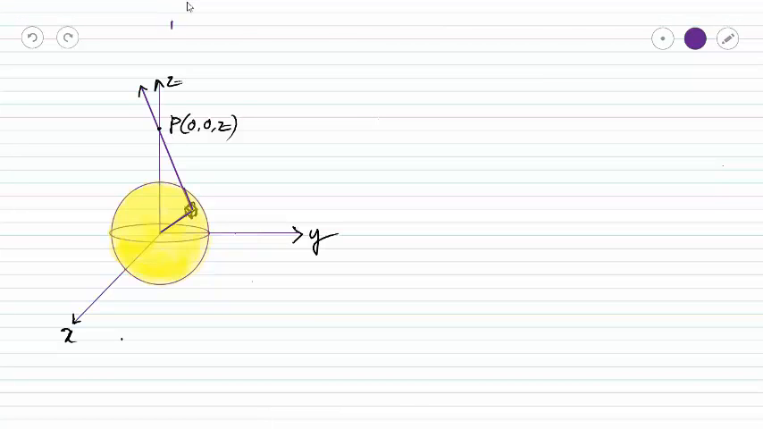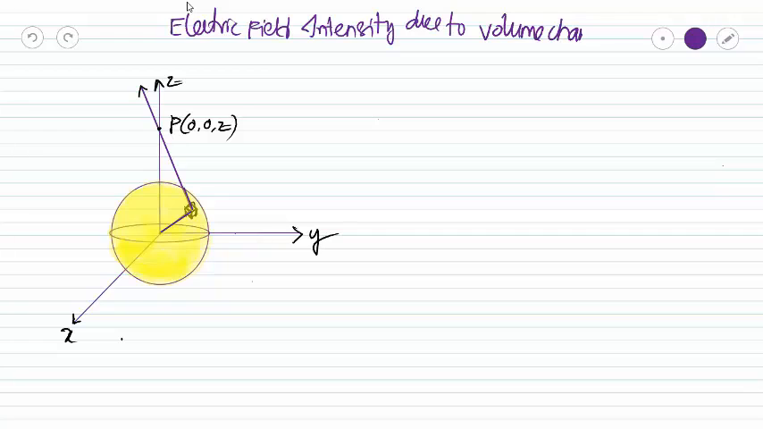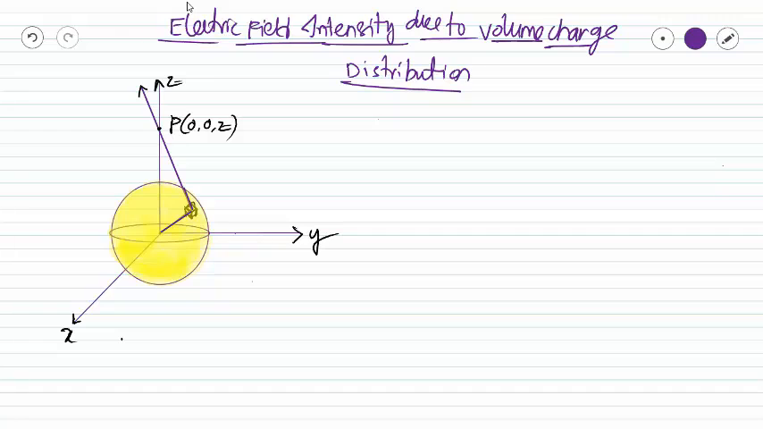Electric field intensity due to volume charge distribution. In the last class we discussed electric field intensity due to an infinite sheet of charge. In this class we are going to discuss electric field intensity due to volume charge distribution.